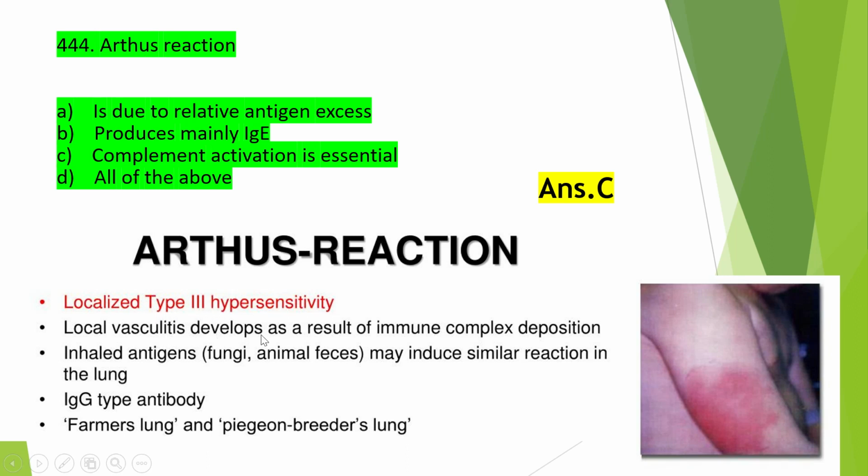Local vasculitis develops as a result of immune complex deposition. Inhaled antigens may induce a similar reaction in the lung, with IgG type antibody, as in farmer's lung and pigeon breeder's lung. Okay, and by this Arthus reaction, this can happen. Okay, this is a type 3 hypersensitivity reaction.